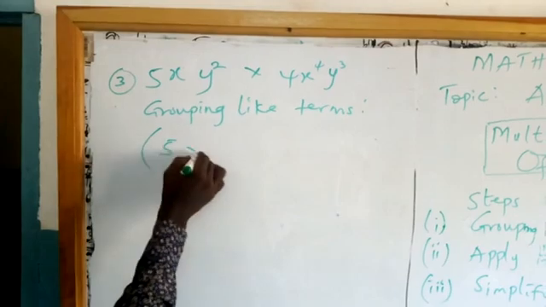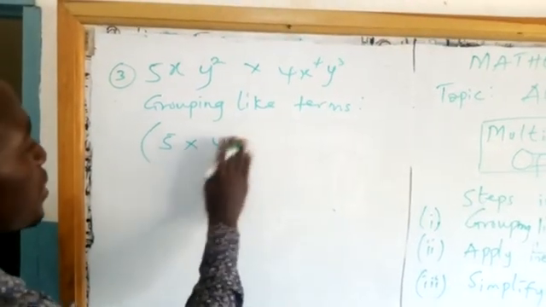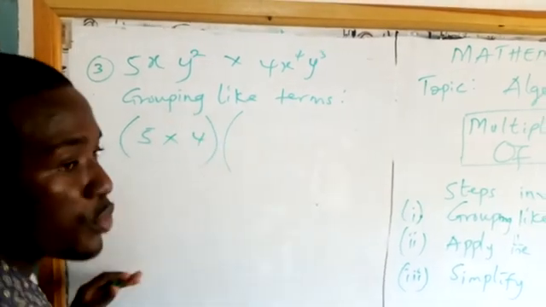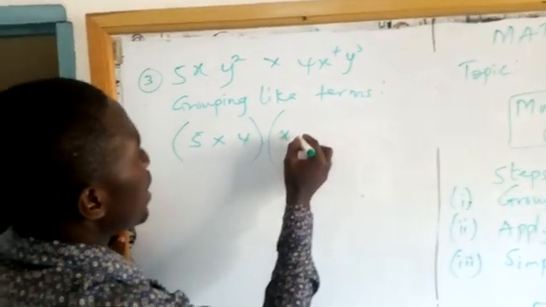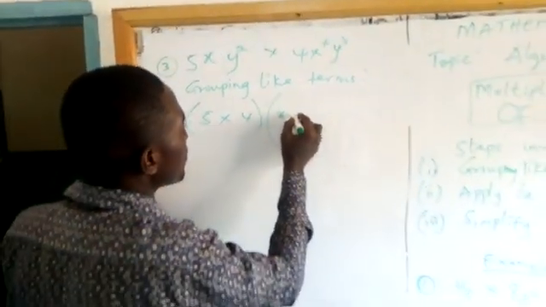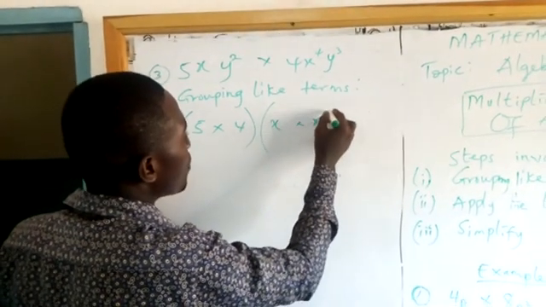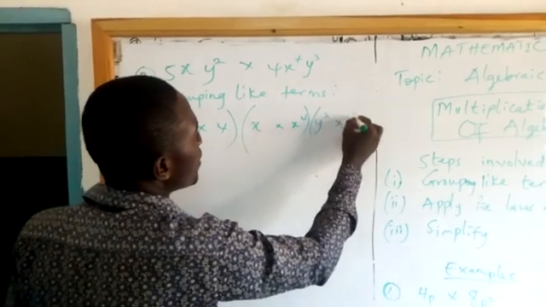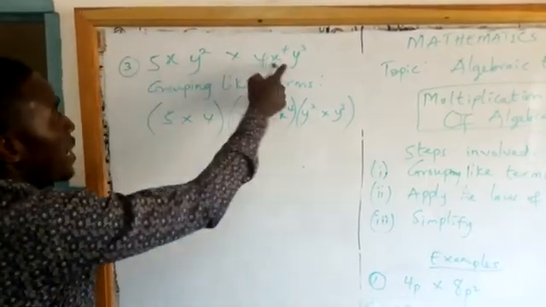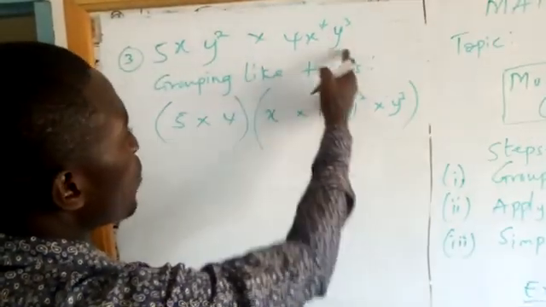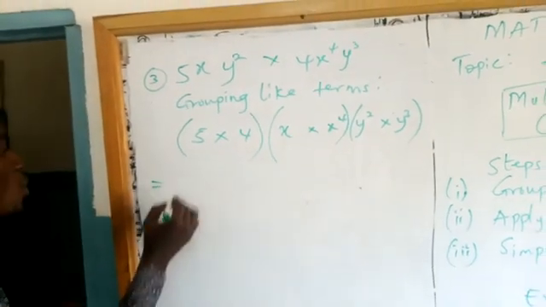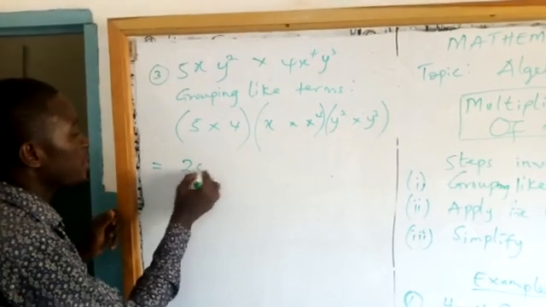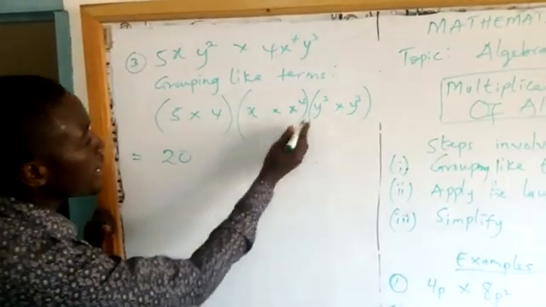For the constants, you put the constants in the bracket. That's the 5 and the 4. Then for the variables, we also put them in another bracket. We have x times x power 4. We have y power 2 times y power 3. X and x, we put in one bracket. Y and y, we put in another bracket. So if we want to simplify this, we get 5 times 4, giving us 20. X times x power 4.